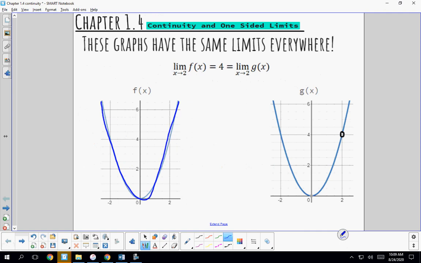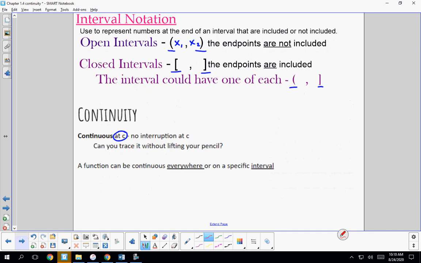G of X is continuous everywhere except right here when X equals 2. So if we're talking about a point here at 2, we say it's not continuous. If I asked you, is G continuous? We would say, yes, it is. It is at every single point except right at 2. So we never really say it's not continuous. It's not continuous at one specific point.